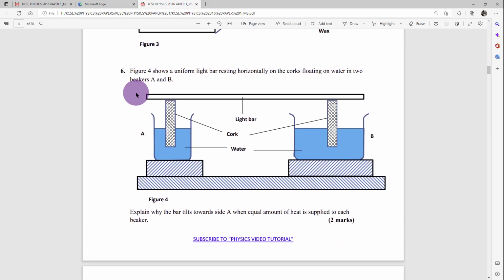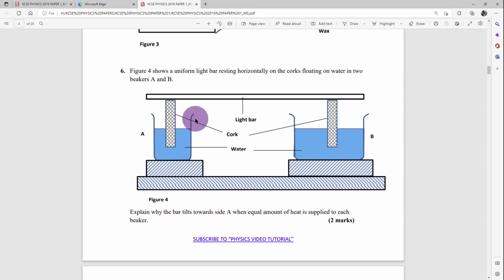Let's look at question 6. In question 6, we are given that figure 4 shows a uniform light bar resting horizontally on the corks floating on water in two beakers, A and B. So this one is just a light cork, and then there is this bar which is being supported by the corks, and since the corks are floating in water, then we put a heater over here. Explain why the bar tilts towards A when equal amounts of heat is applied to each beaker.